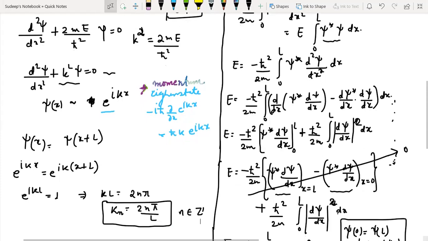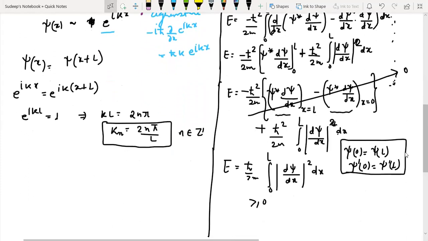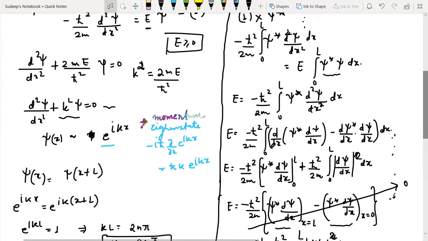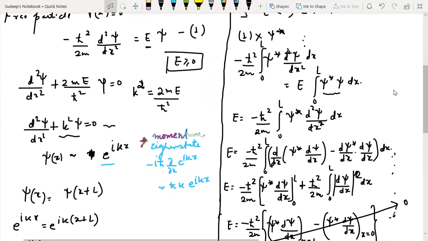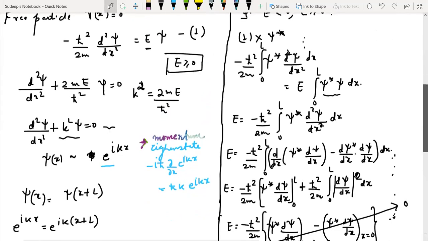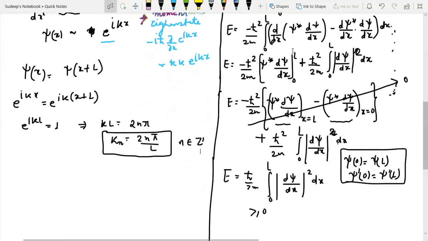So far we have not done anything very dramatic. We have just used the Schrodinger equation, and I have just proven that E must be greater than or equal to 0. And the second thing I have done is I have utilized my periodic condition and written that the allowed values for this k must be some discrete values. These are 2n pi upon L.